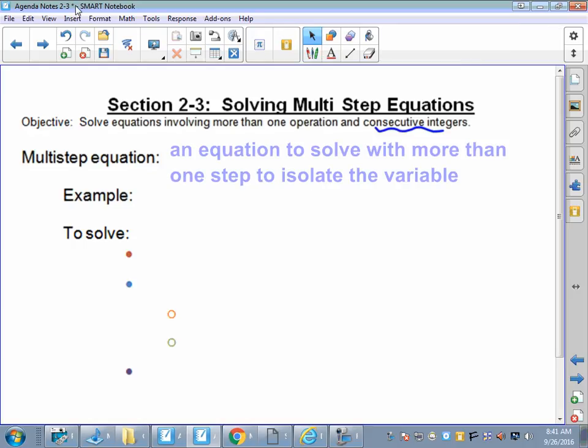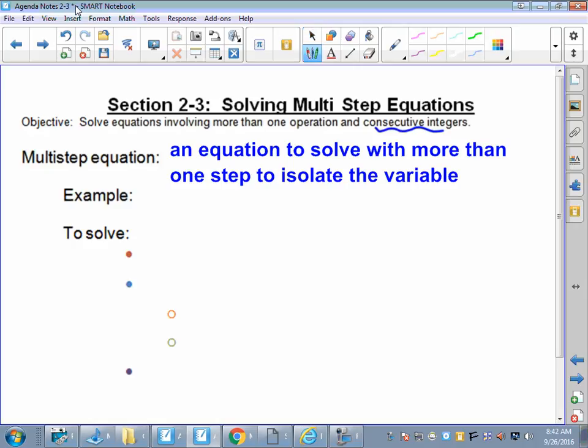So first of all, a multi-step equation is an equation to solve with more than one step to isolate that variable, or solve for the variable. For example, we might have 2x minus 7 equals 13. We're not just going to add 7 or just going to divide by 2. We're going to do both of those things in a very specific order.